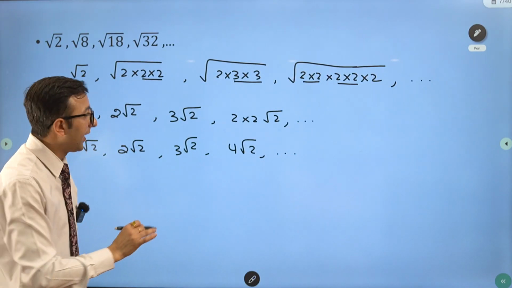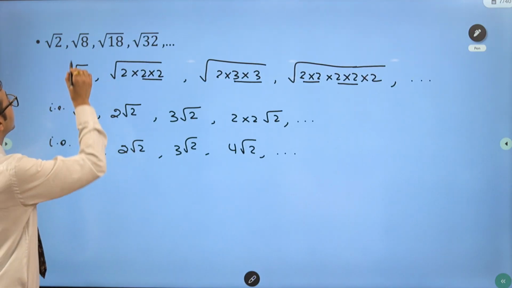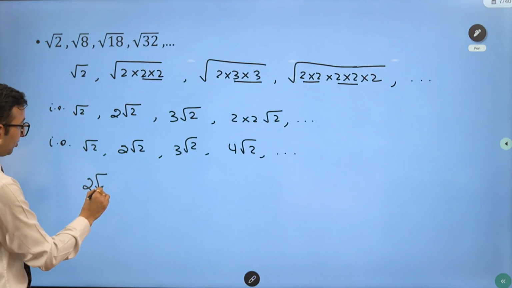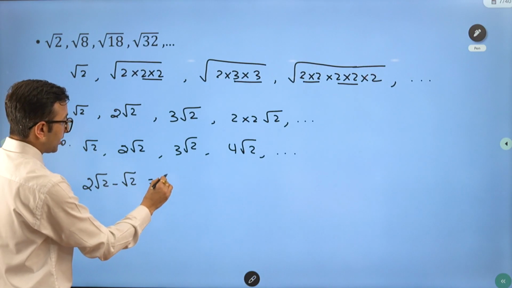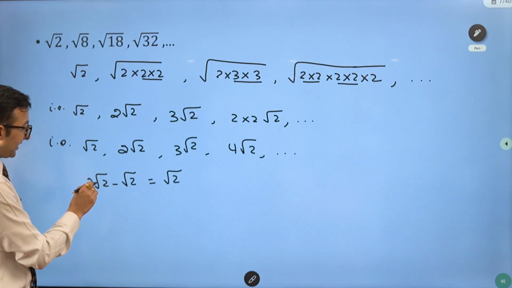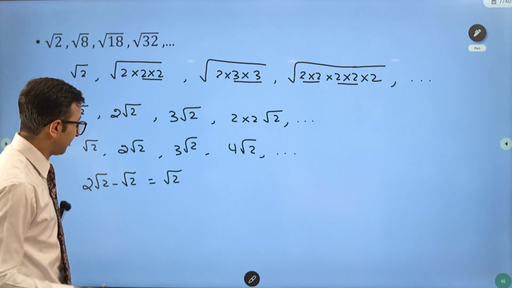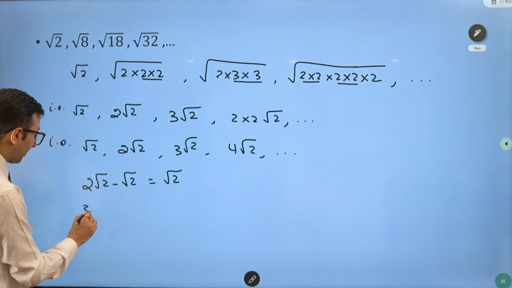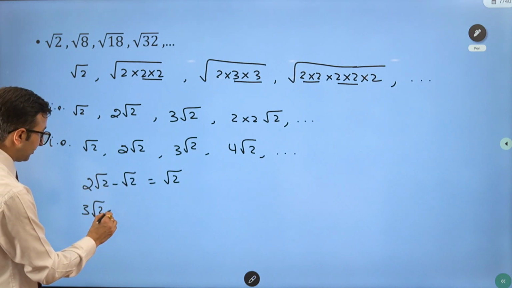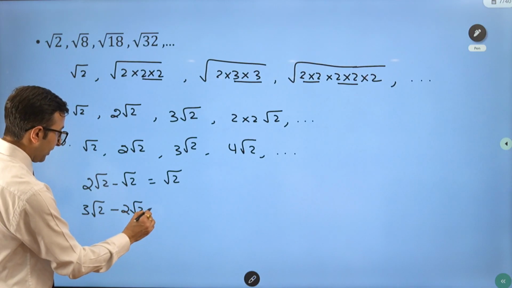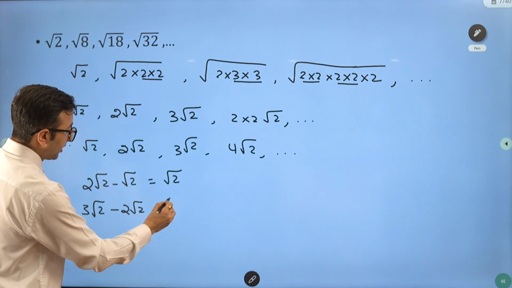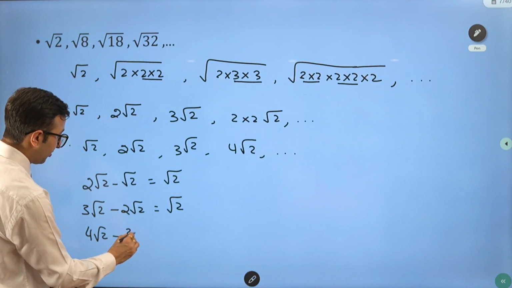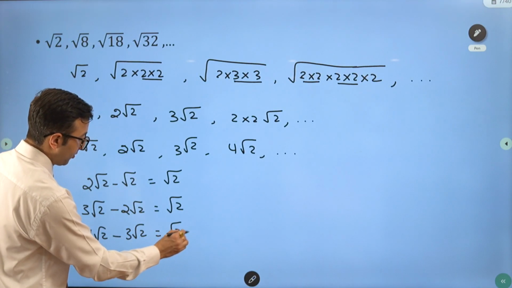Now we have the simplified form of the given sequence. So let us check it out. The second term minus first term: 2 root 2 minus root 2 gives us square root 2 only. You can take that root 2 as a kind of variable. For this, 2x minus x gives us only x. Just like this, to clear your concept, 3 root 2 minus 2 root 2 is also root 2. Next, 4 root 2 minus 3 root 2 also gives us root 2.